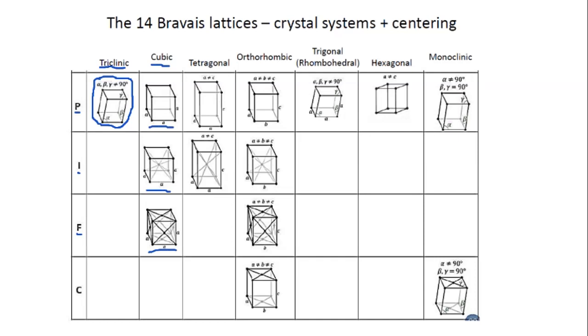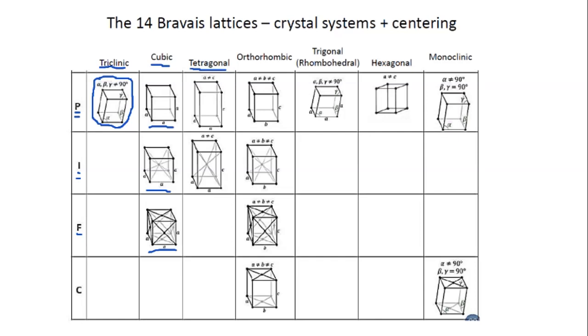Now tetragonal can undergo two types of centering. It can be primitive or body centered. So now with tetragonal, when we look at its space group symbol, it will either have a P or an I as the first symbol in the space group notation.